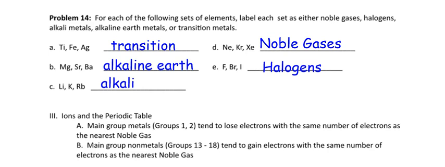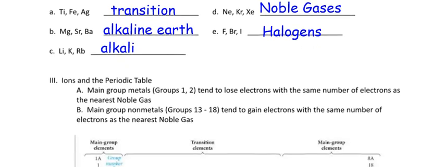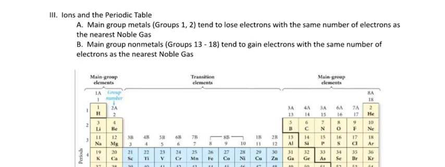So how many do you think sodium is going to lose? Sodium starts out with 11. It's going to lose 1. It gives it 10 electrons, just like neon. So they're going to lose the same number of electrons as the nearest noble gas. Your nonmetals, group 13 through 18. Now notice not every element in group 13 is a nonmetal. Even boron's a metalloid. So start with carbon anyway. Nonmetals will tend to gain electrons, the same number of electrons as the nearest noble gas. So if I were to look at fluorine over here, it will gain 1 electron, just like neon. Chlorine will gain 1.